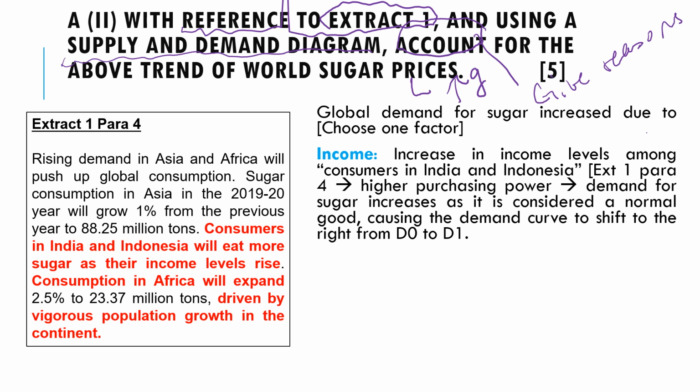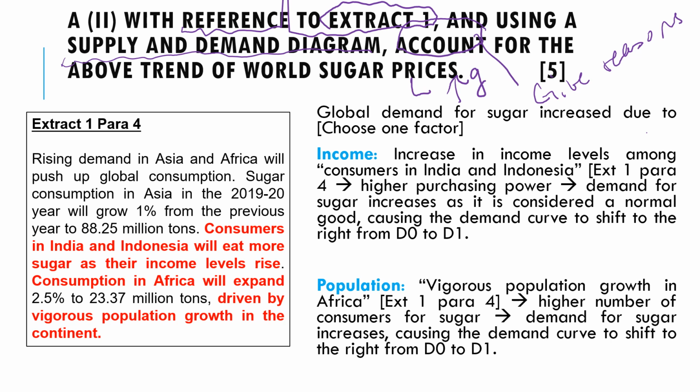Another possible factor that you could talk about is the increase in consumption of sugar in Africa that is driven by vigorous population growth in the continent. The vigorous population growth in Africa has resulted in a larger number of consumers for sugar. So the market for sugar has expanded, and this has resulted in higher demand for sugar, causing the demand curve to shift to the right from D0 to D1. Ensure that you make reference to the diagram as you are explaining the demand factor.